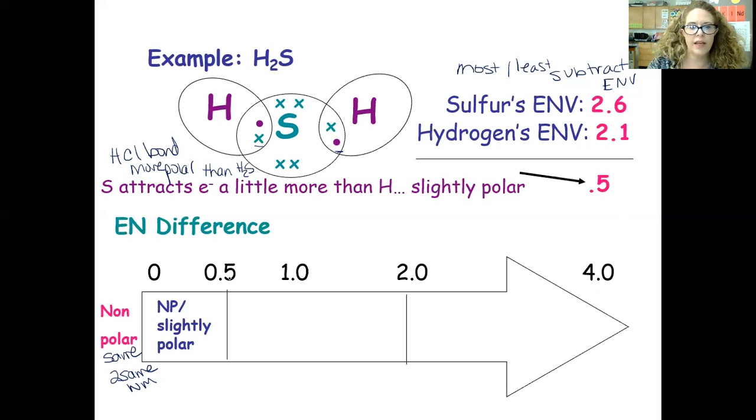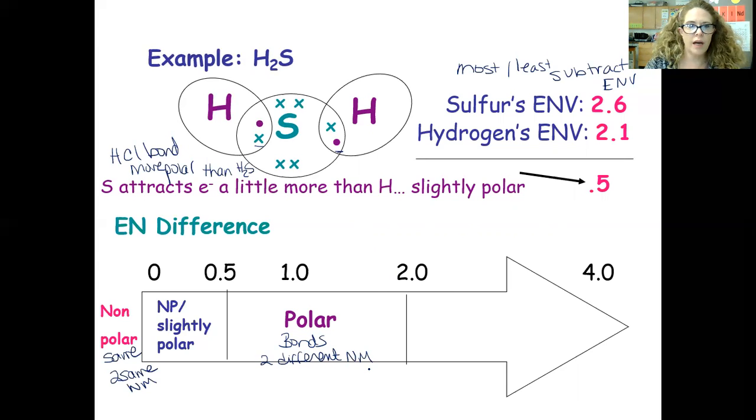And here we have, in our little range just above 0.5, let's say 0.7, all the way up to around 2, let's say 1.7, around that. We call these polar bonds. And then generally these are going to be 2 different nonmetals.